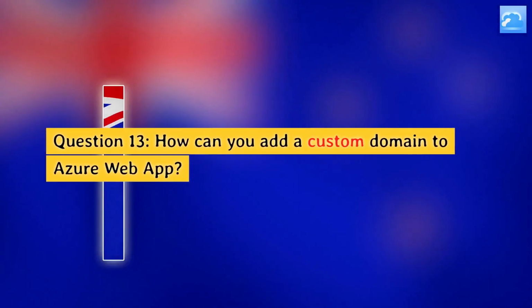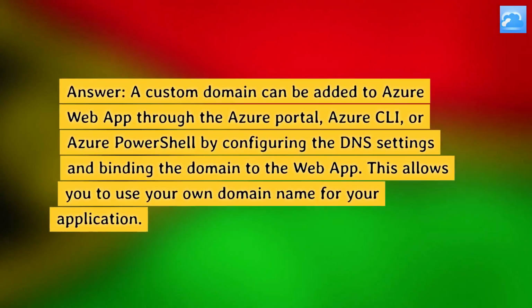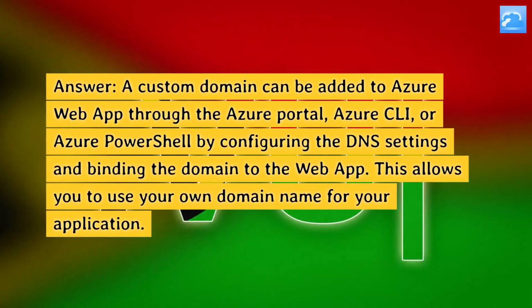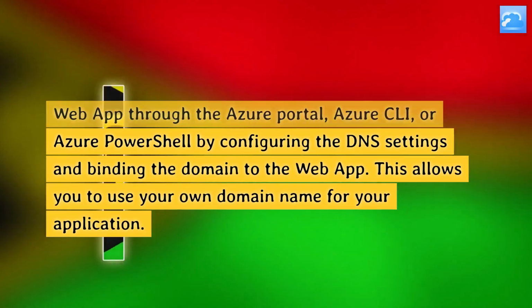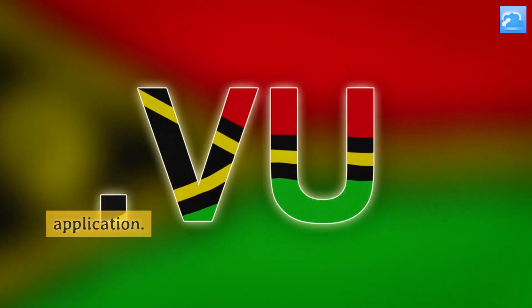Question 13. How can you add a custom domain to Azure Web App? Answer. A custom domain can be added to Azure Web App through the Azure portal, Azure CLI, or Azure PowerShell by configuring the DNS settings and binding the domain to the web app. This allows you to use your own domain name for your application.